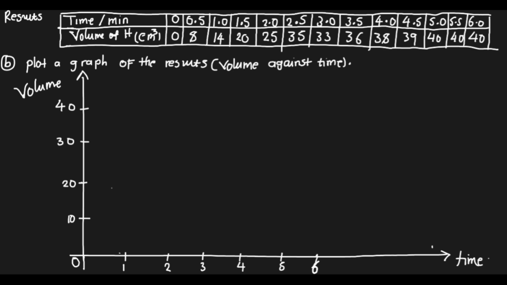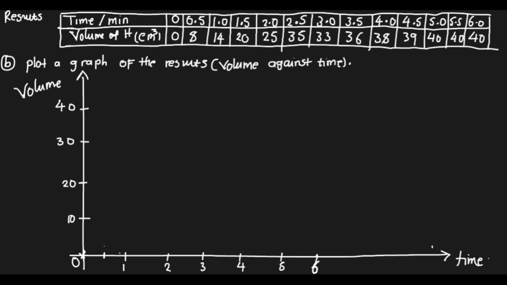Since I'm not using actual graph paper, I'll try my level best to make it accurate. But for the viewers, please make sure you use graph paper so that you have a clear picture. The first pair of coordinates is 0, 0. So 0, 0 is here. This is the origin of the chemical reaction. Then the second one is 0.5. So 0.5 is half of 1. So this is somewhere here. This is our 0.5, 8.